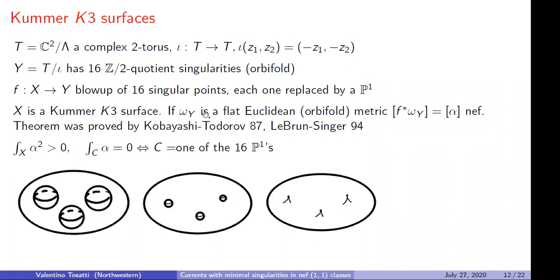And if you take omega Y, a flat Euclidean, say, orbifold metric on Y, just coming from a Euclidean metric on the torus, and then alpha, which is the pullback of this orbifold cohomology class to X, is indeed Neff and big. And in this case, you see the self-intersection is positive, but it has a non-trivial null locus. The 16 exceptional divisors pictured here, of course, intersect trivially with alpha. And in this case, the previous theorem was proved with different techniques earlier by Kobayashi, Todorov, and again by LeBrun and Singer. So the theorem is a higher dimensional generalization of this.